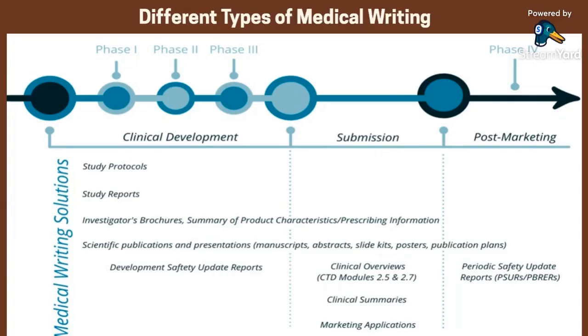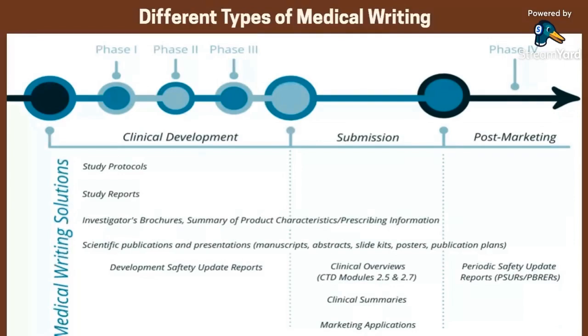Here, if you see from phase 1 to phase 4, we have different types of writing, and these different types of writing are named differently. For example, clinical writing includes the clinical development stage: phase 1, phase 2, and phase 3. The documents written in the clinical development phase are known as clinical writing documents. If they are hiring for a clinical writer, the job description might include study protocols. You will be writing the study report.